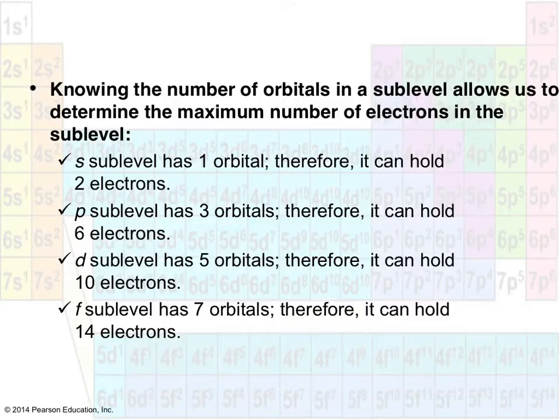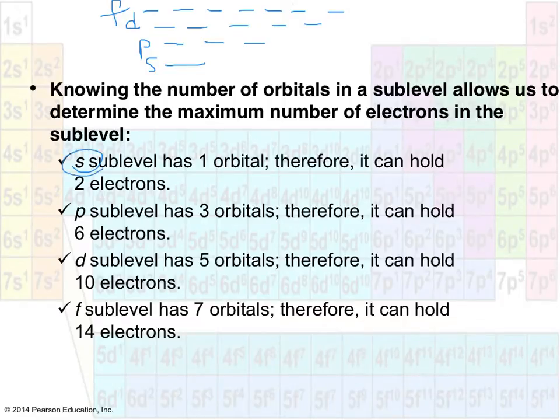We have S sublevels, we have P sublevels, and hopefully remember that every P sublevel has 3 orbitals in it. Then we have D sublevels, which have 5 orbitals in them. And then we have F sublevels, which have 7 orbitals in them. Okay? So since an S sublevel can only have 1 orbital, it can only hold 2 electrons.